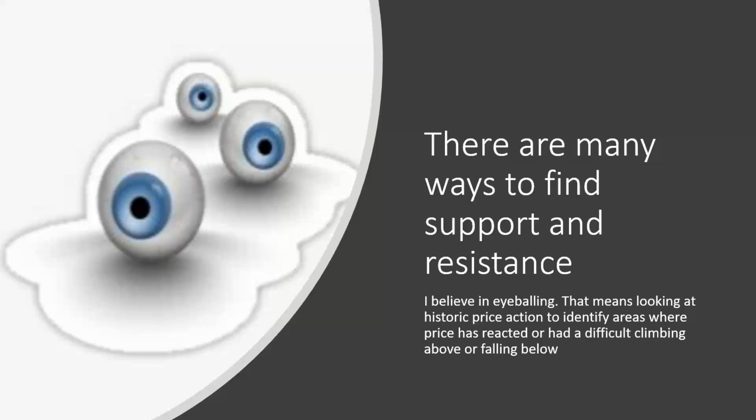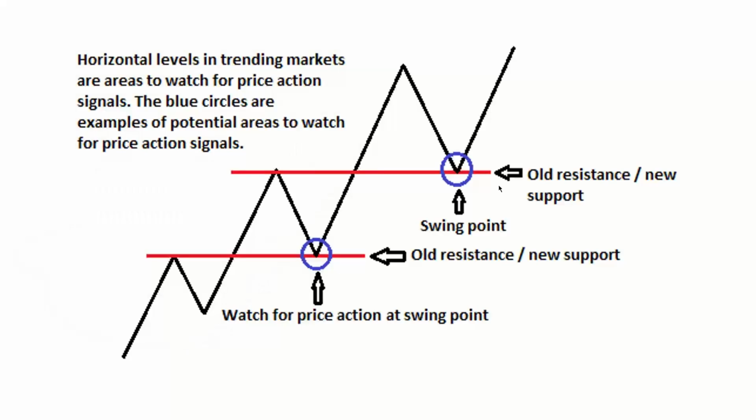Now, there's many ways you can get these levels. You can get them from pivot points. You can get them using a Fibonacci retracement tool. You can get them from moving averages. There's many ways to obtain these. You can even use trend lines. I believe in one way to establish the important price levels on a chart, and that's what I call eyeballing.